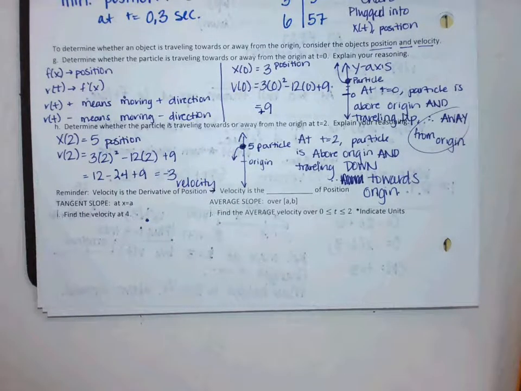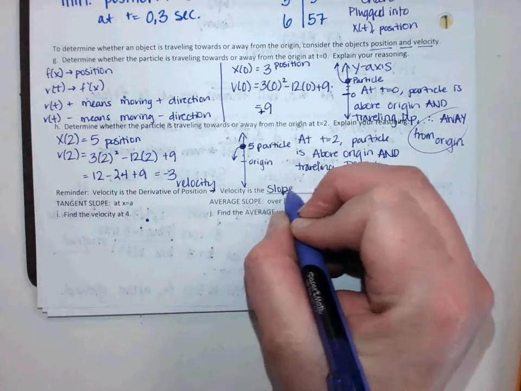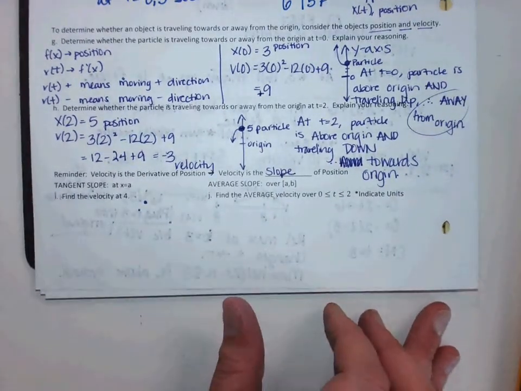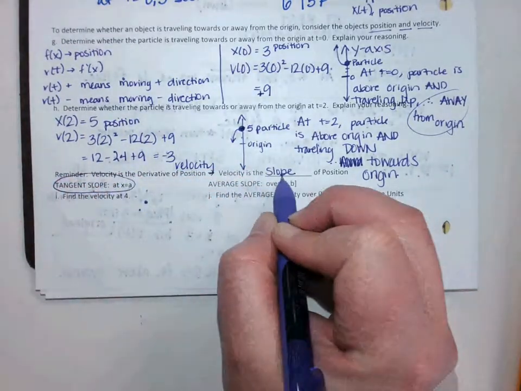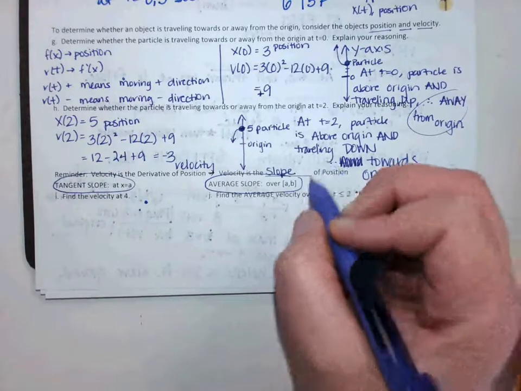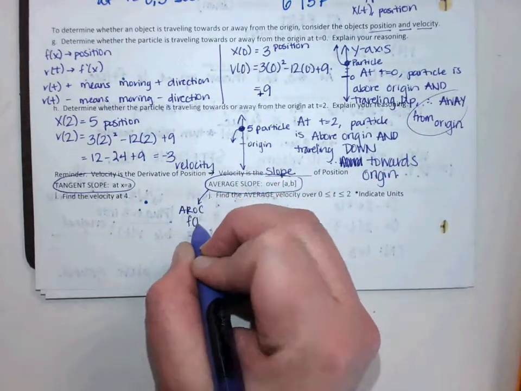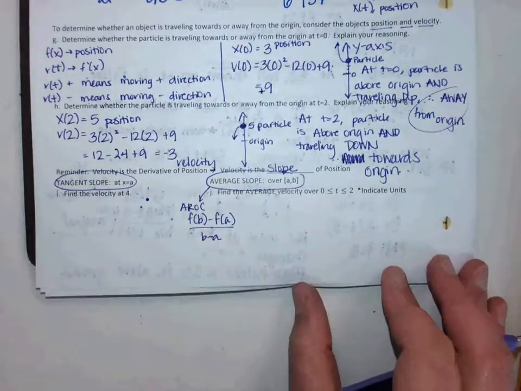Alright, last sort of new thing, and then we're going to work another question all the way through. So remember, velocity is the derivative of position. So that means that velocity is the slope of position. Remember, there are 2 types of slope. You have a tangent slope, and then you have an average slope. Remember, average slope is AROC, which is f of b minus f of a over b minus a, if you don't remember that already.